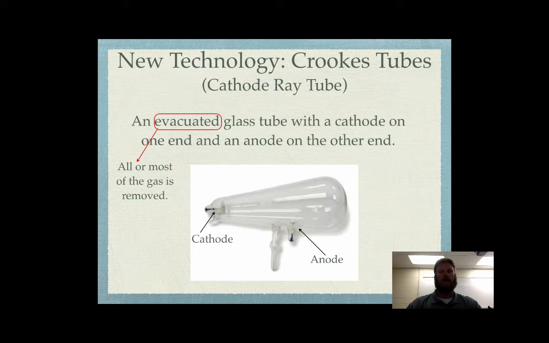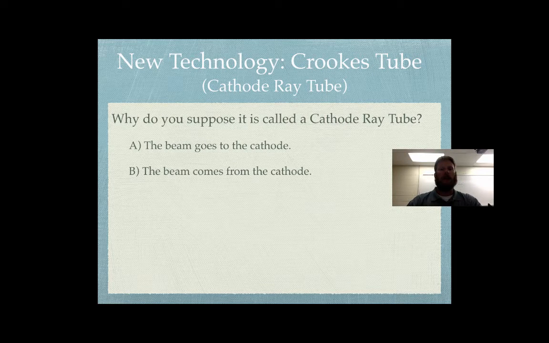This picture shows a cathode tube. When the tube is connected to a power supply, a beam was noticed. This beam had to be explained. The device is called a cathode ray tube for a reason. Why do you think? Do the beams go to the cathode or come from the cathode? Well, it is because the beam comes from the cathode.